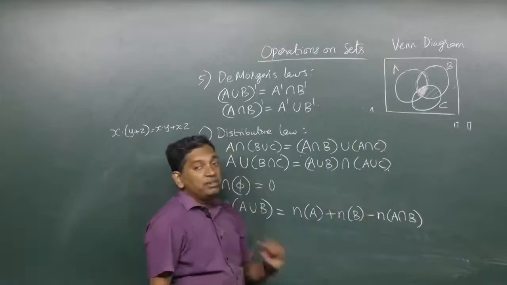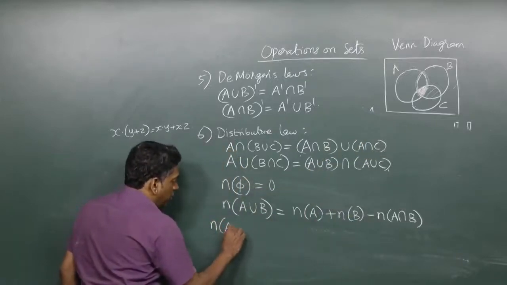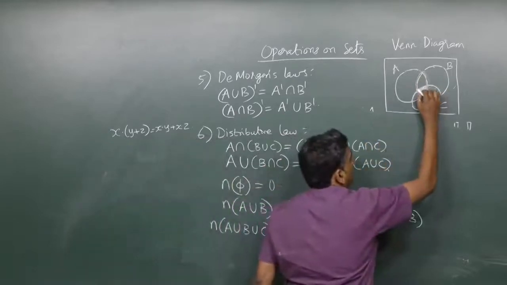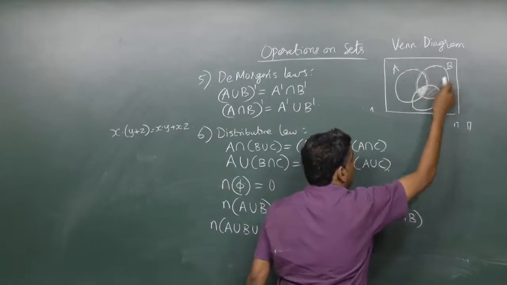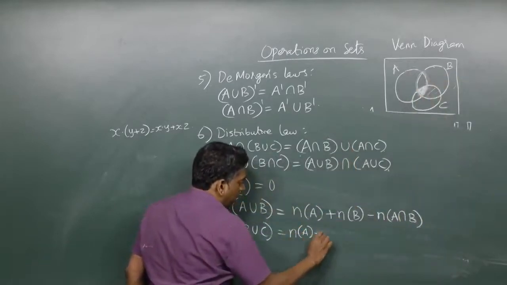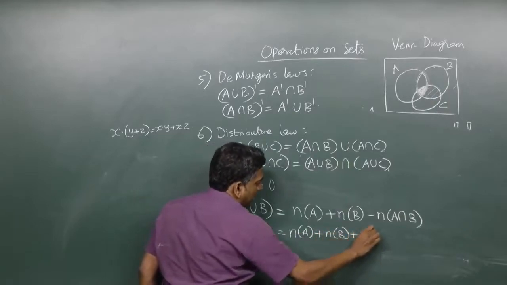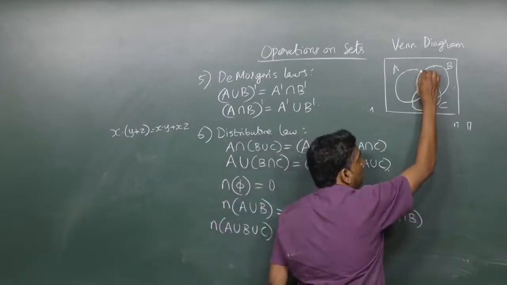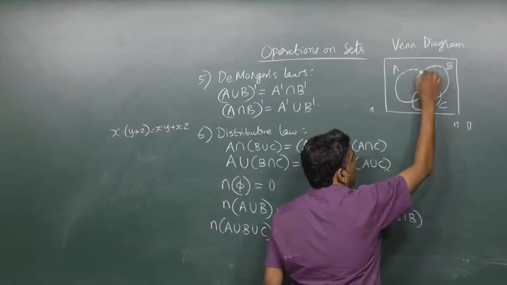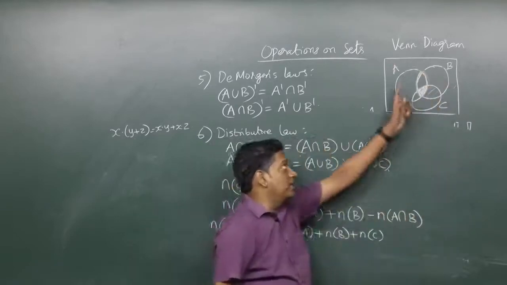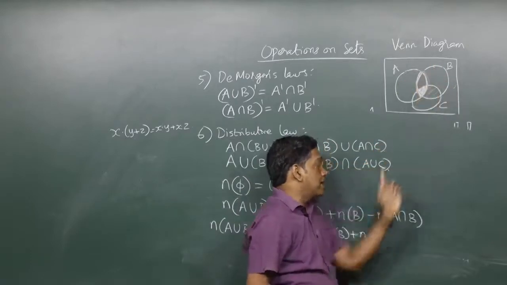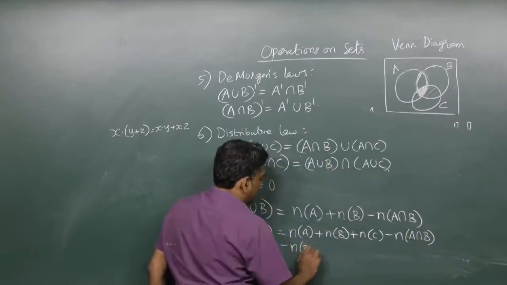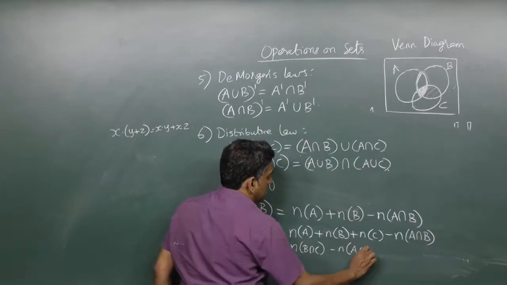Now we can derive many other formulae like this. For example, if we have 3 sets, we could write n of A union B union C. If we wanted the number of elements in the union of these 3 sets, we will start with n of A plus n of B plus n of C, but this way we will be double counting many elements. For example, all elements in this common region A intersection B, we will be counting them twice, once under n of A, once under n of B. So we should subtract this. Okay, so let's subtract n of A intersection B. Similarly, let's subtract n of B intersection C and A intersection C.